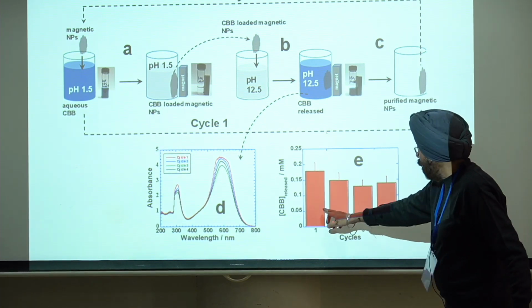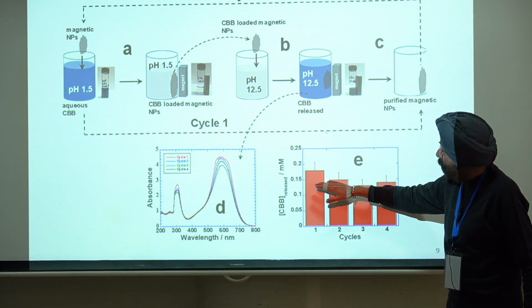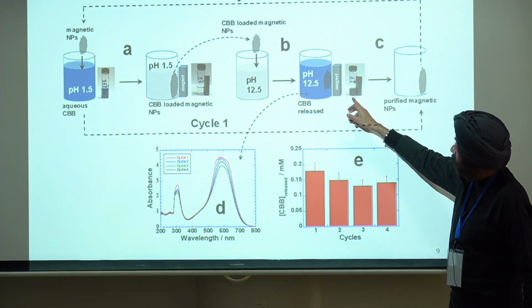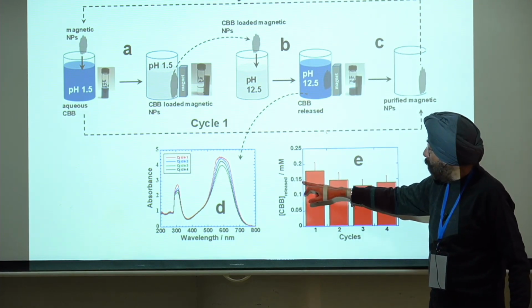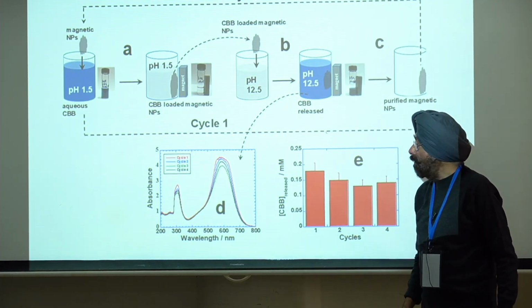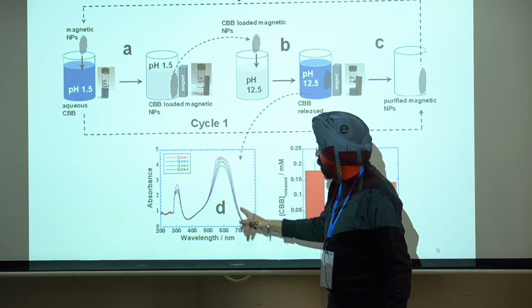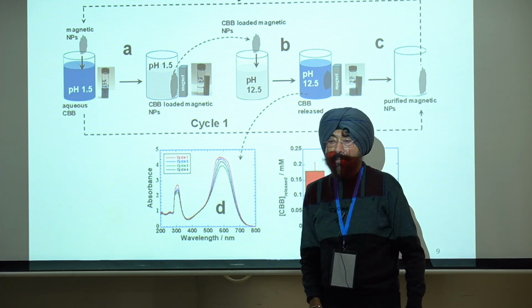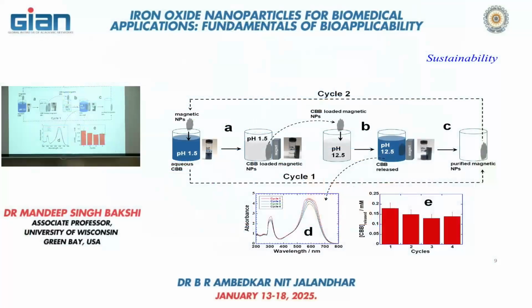And here is the cycle. So we have performed up to 4 cycles, and the concentration of the released dye remains more or less the same, close to 1.5 millimolar in all the cases, and this is the UV. So for all the 4 cycles, the UV plots are quite close to each other. So I mean to say, this is known as sustainability, right?